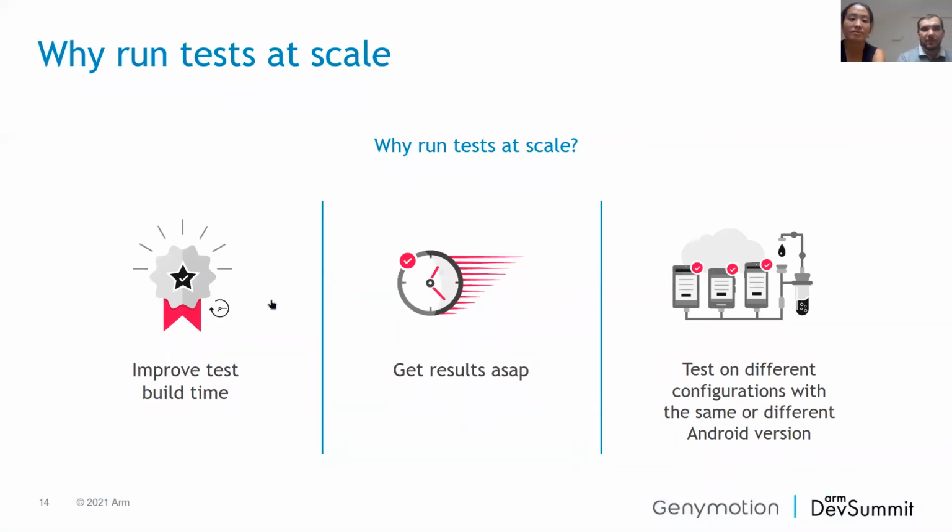So we'll talk about why you run tests at scale. Running tests at scale will improve the test build time, and you can get the result as soon as possible. Running tests at scale will also allow you to test your application with the same or different Android version. As you may know, functional tests can take a long time, depending on the number of tests you have, the number of Android versions you want to test. It can be annoying to wait for the result. That's why we encourage testers and developers to scale the test using parallel testing method or test sharding.